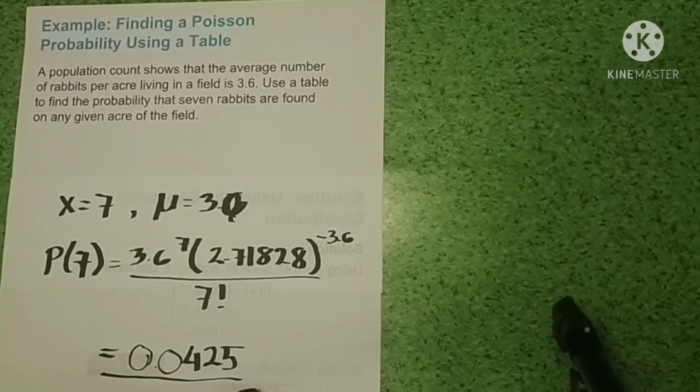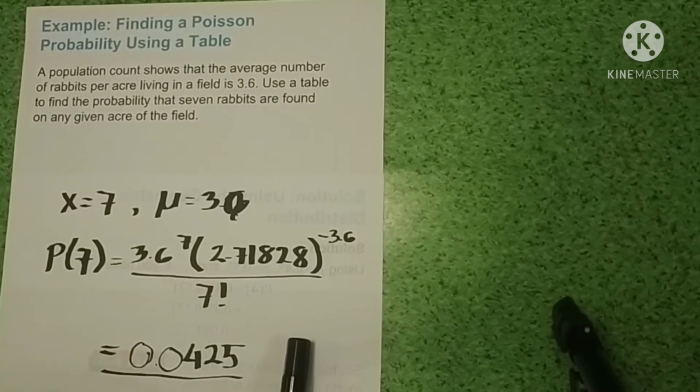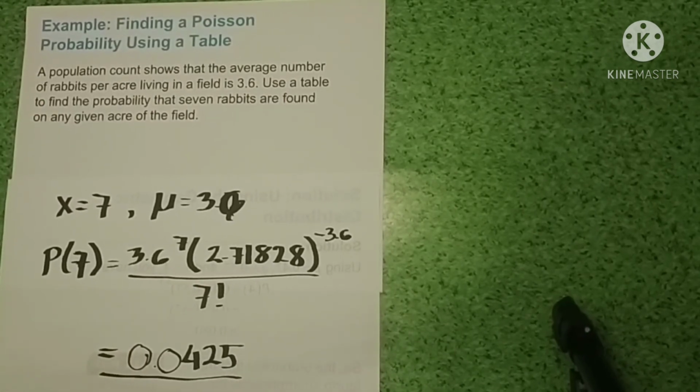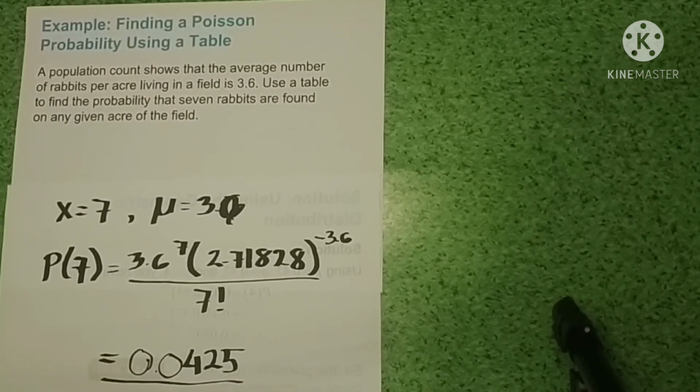So, using the table, the probability is 0.0425. And using the formula of Poisson probability, we found out the answer is 0.0425. Therefore, the same value is found using the table and the formula.